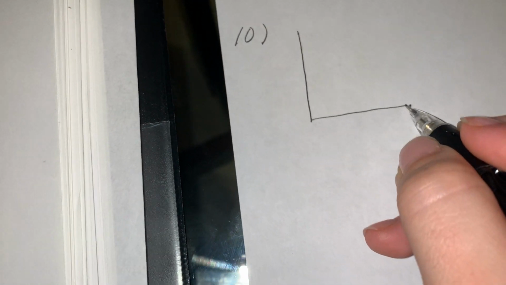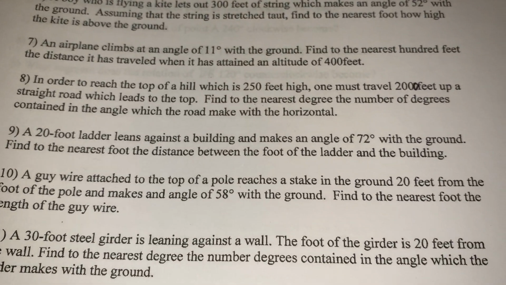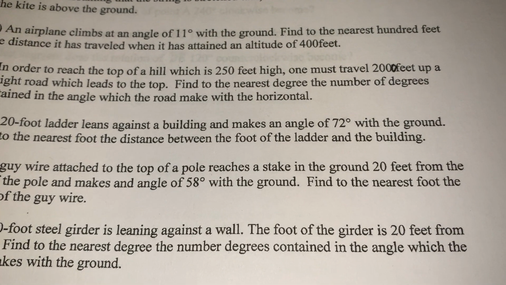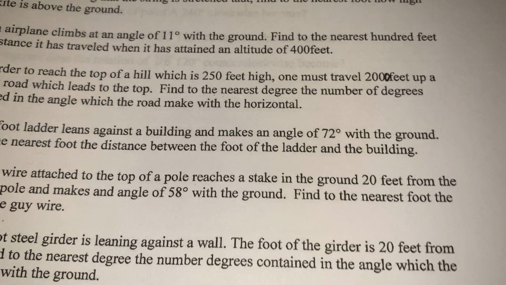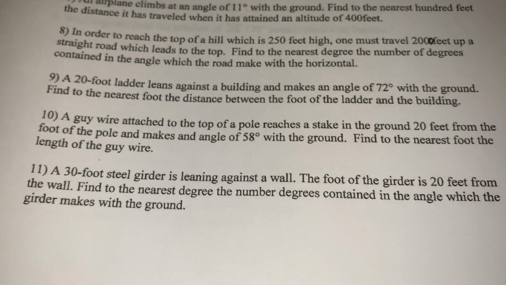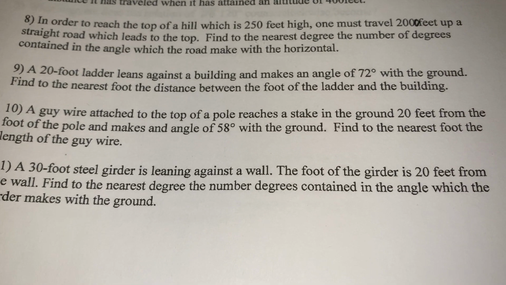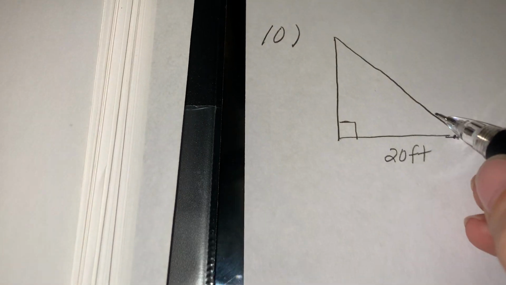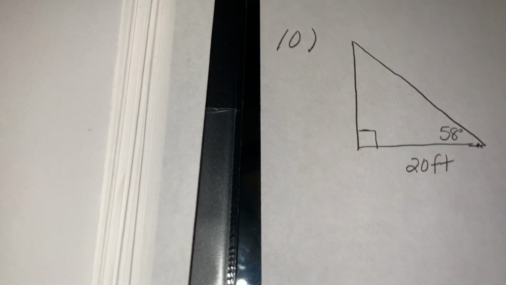And by the way, this is obviously going to make a right triangle, as you're noticing over and over again. This wire is going to go down, and to be exact, as it mentions here, the pole reaches 20 feet from this stake, or from this point on the ground, okay? So 20 feet from this point on the ground. Let's keep reading though. And it makes an angle of 58 degrees with the ground. So here's the ground. It makes an angle of 58 degrees.